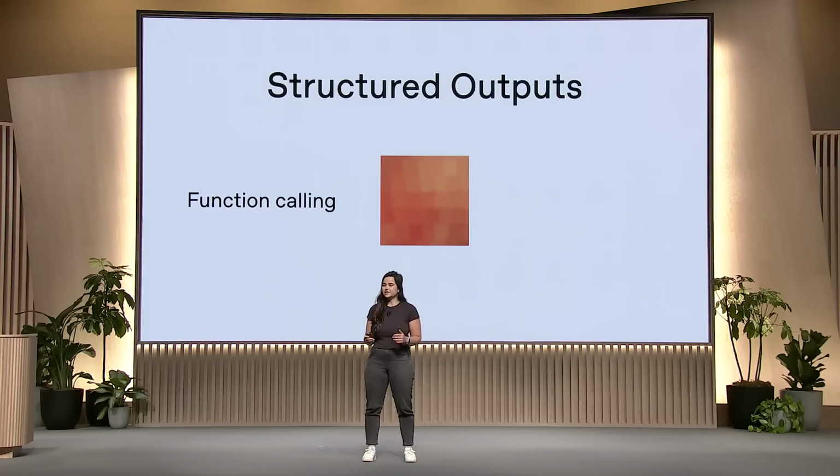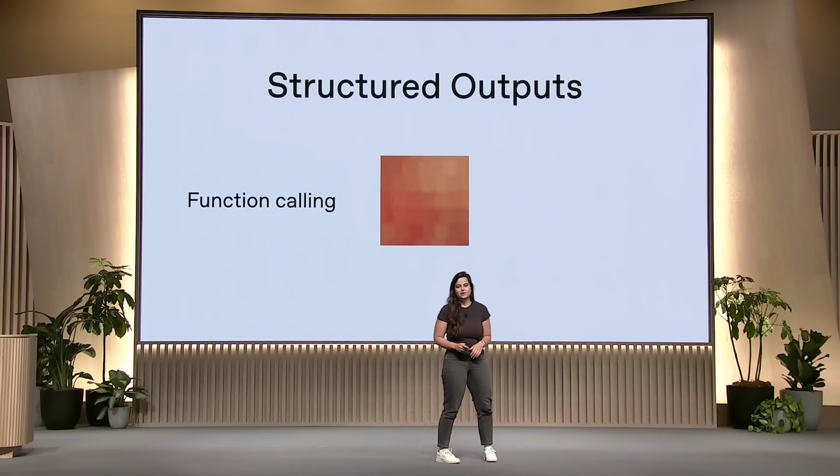So structured outputs is available in 2 modes in the API. The first is function calling, as Addy just showed you, and you're probably already familiar with it. This feature allows our models to generate parameters for your tool calls, and it allows developers to connect LLMs with functionality in their applications.